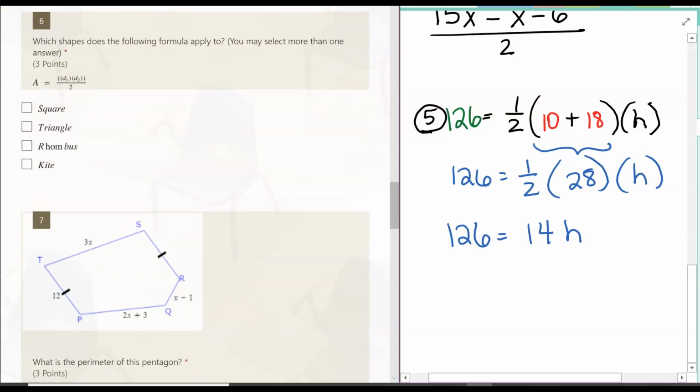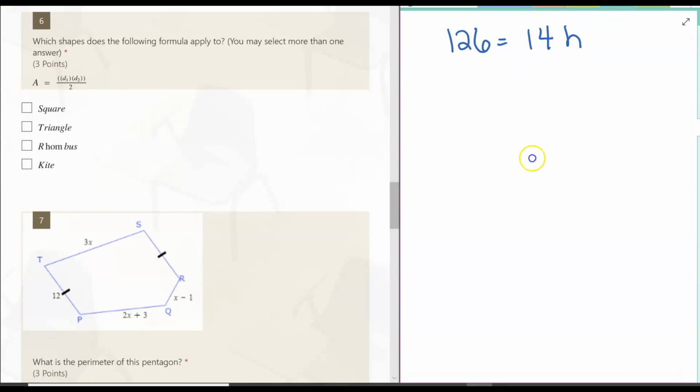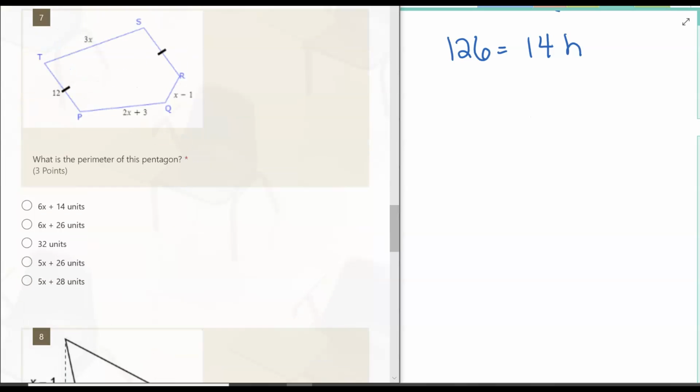Next one. Which shape does the following formula apply to? Well, it's taught to you as being the formula for a kite. Your notes did also specify that it works for a rhombus, and it does also mention in the notes that this also applies to a square. While this question was worth 3 points, you did earn a point for every one of those check marks that you checked off. Number 7.